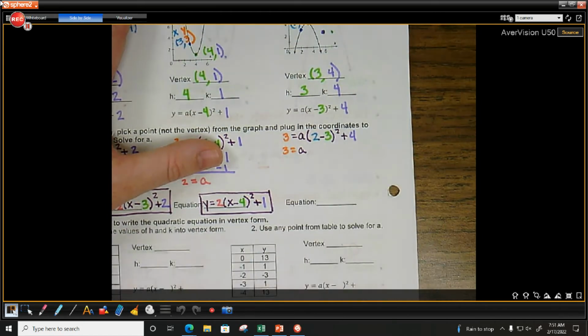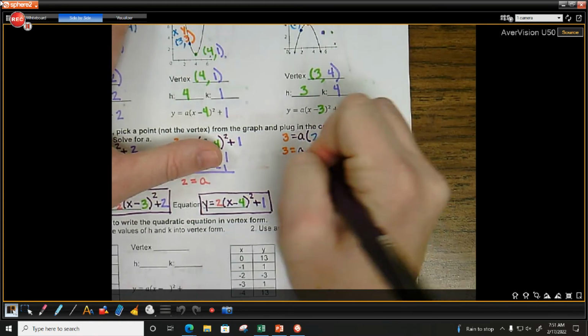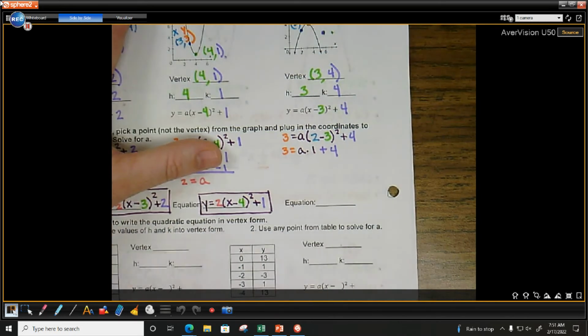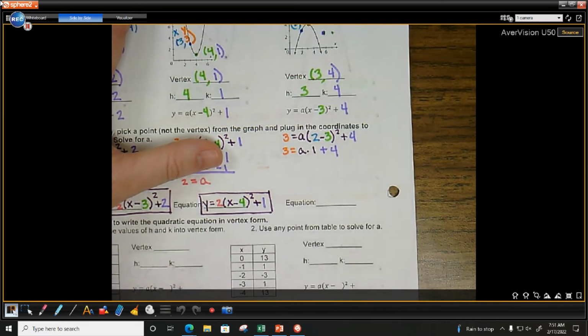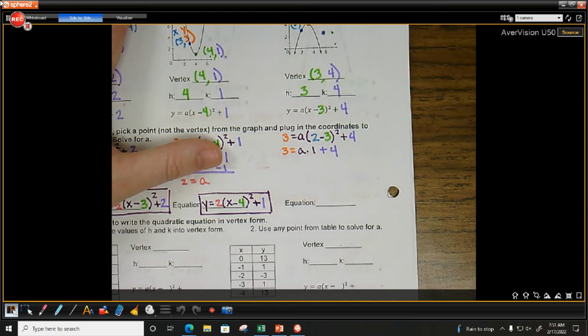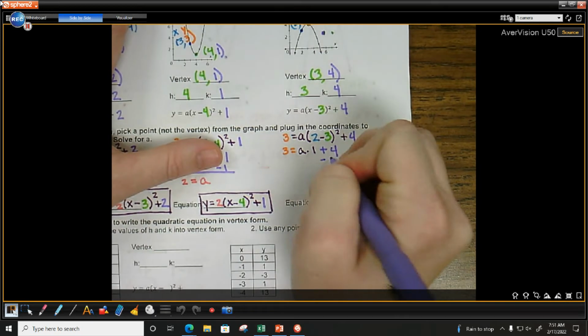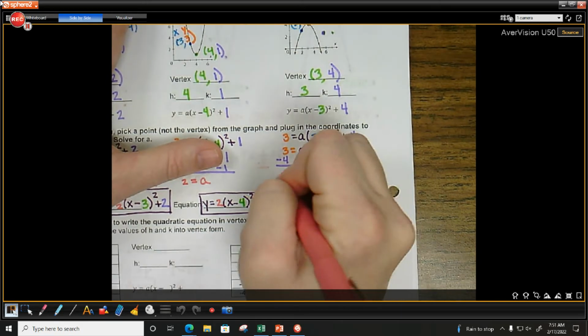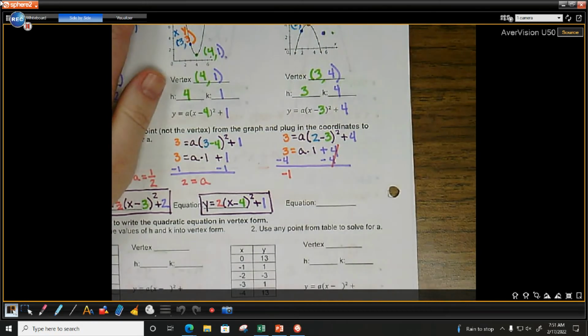What is 2 minus 3, Thomas? And then you square it. Positive 1. Great job. Plus 4. So what do I do to get the a by itself, Ashna? Subtract 4 from both sides. Great job. What's 3 minus 4? Negative 1. The 4 minus 4 cancels. What's 1 times a? Or just a?